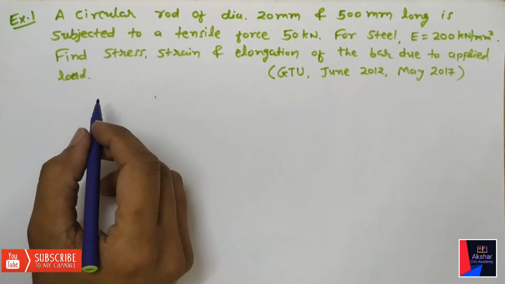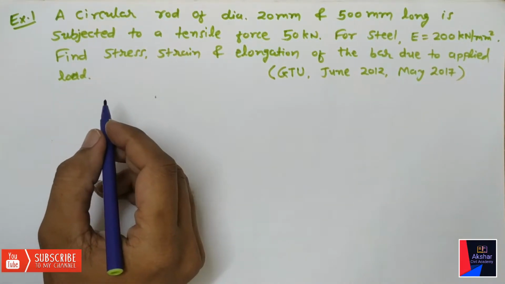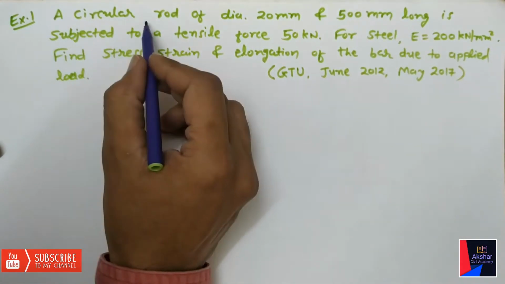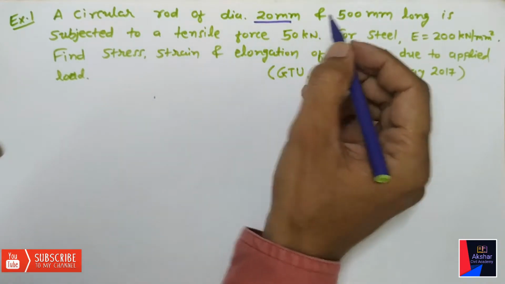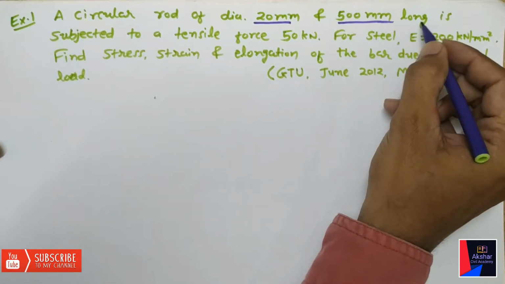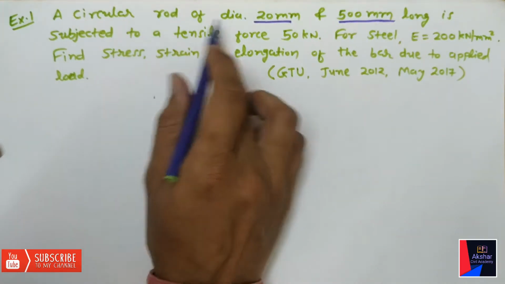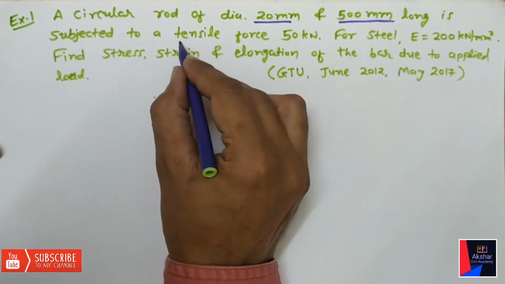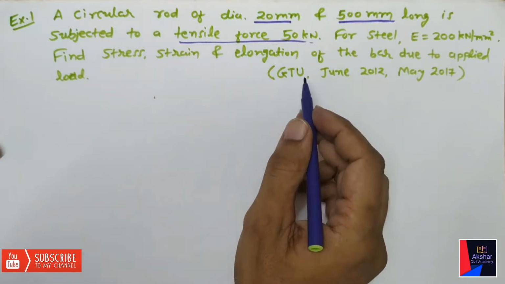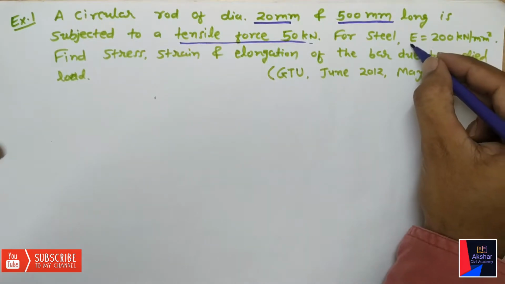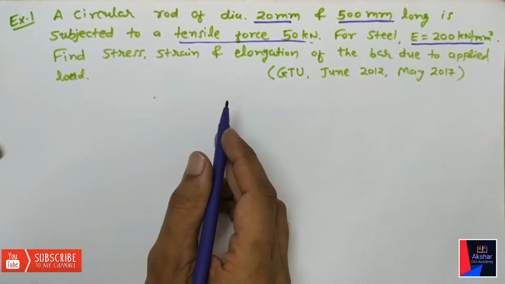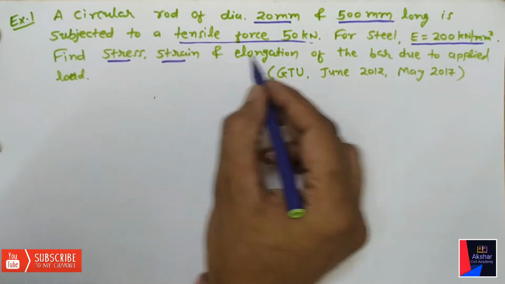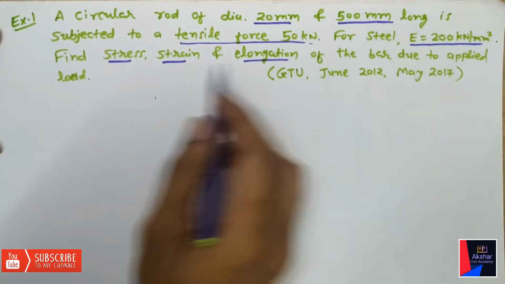Now let us discuss some examples of simple stress and strain. Here we have an example. The data given are a circular rod of diameter 20 mm and 500 mm long. So length is 500 mm and diameter of rod is 20 mm. It is subjected to a tensile force of 50 kilonewton. The modulus of elasticity E is given, which has a value of 200 kilonewton per mm square. We have to find stress, strain and elongation of the bar due to applied load.